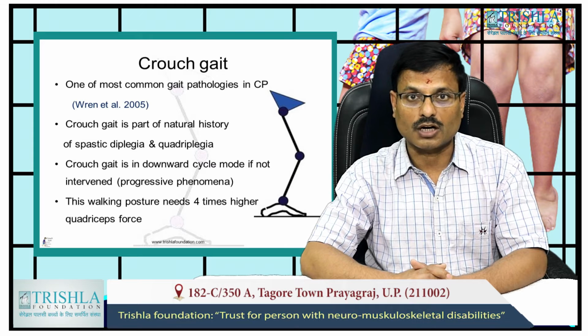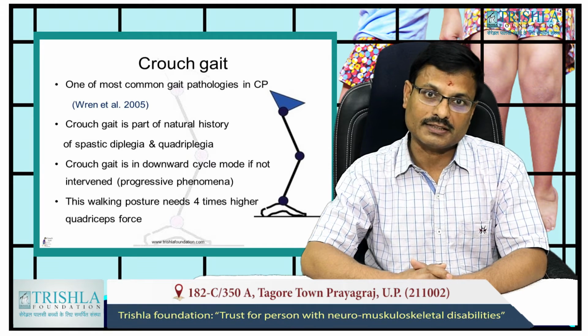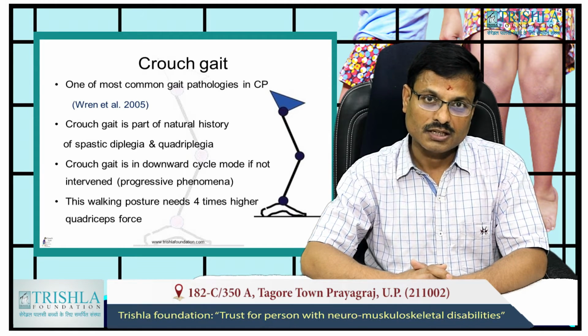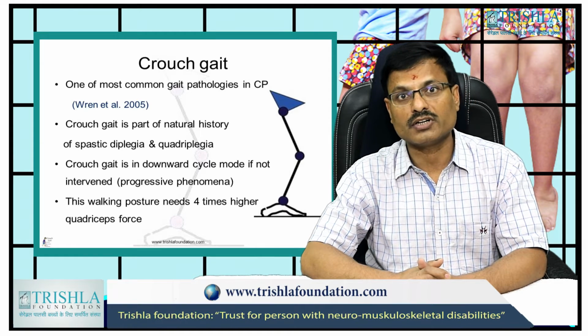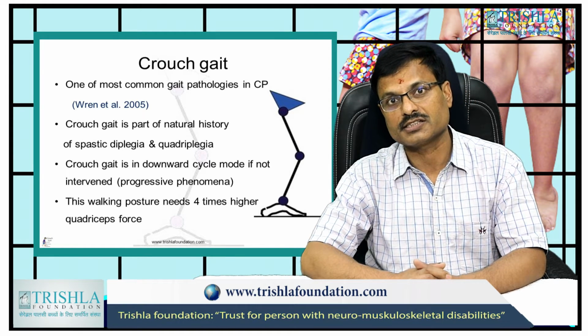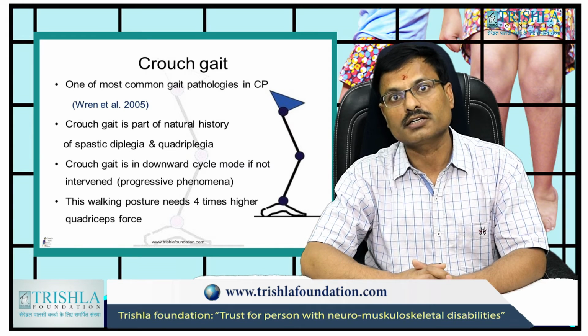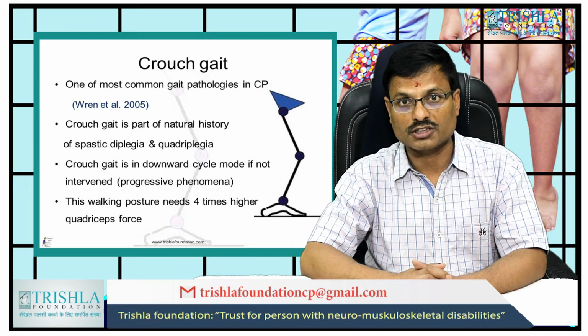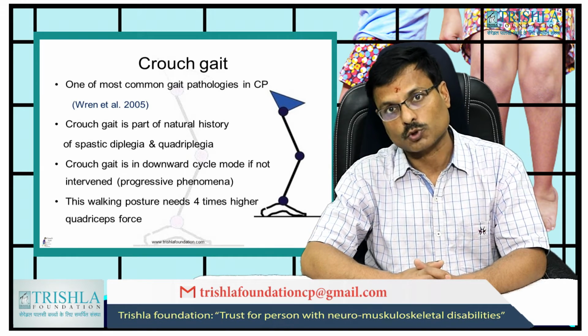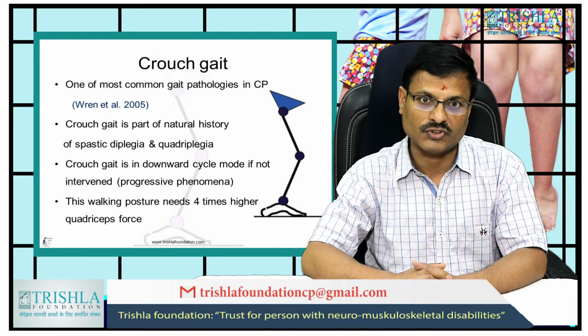Crouch gait is in a downward cycle mode if not intervened. It means if surgical intervention, whatever kind of intervention, like fixed braces and other things, which you will know in this lecture, has not been done and crouch gait has already occurred, this is going to progress with age, height and weight.